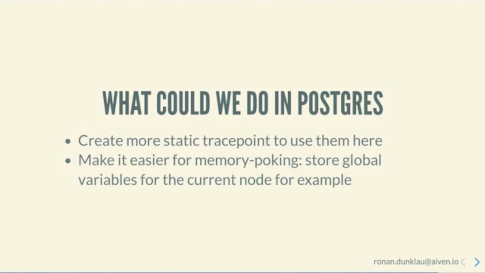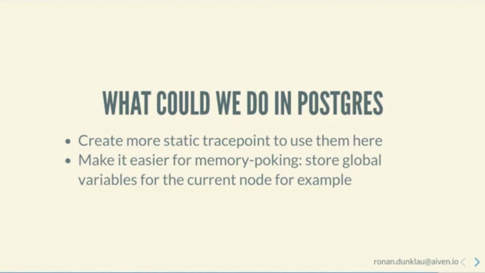But having more static trace points would be nice, because we wouldn't have to rely on debug symbols as much, because if a static trace point is defined, it's easier to attach to it rather than having function signatures and things like that, which are not guaranteed to be as stable in the end, especially for things that are not really intended to be used by extensions and so on.